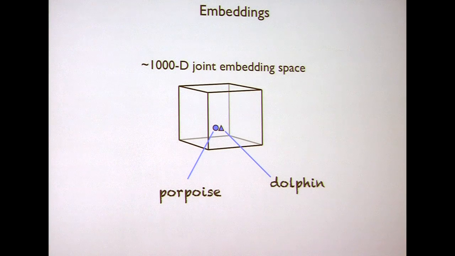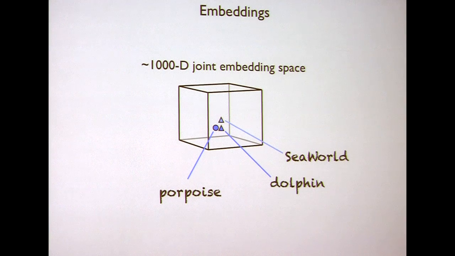And the hope is that if I'm able to do a good job of training a model that uses these embeddings, words that are very closely related are going to end up being very close together in this high-dimensional space. So we want porpoise and dolphin to be close together. I like to say they have the same sense of porpoise. And then we want a word like SeaWorld to be nearby, not as close as porpoise and dolphin, but nearby, and a word like Obama or Paris to be pretty far apart from porpoise and dolphin.